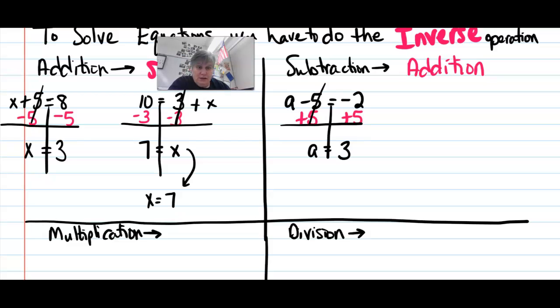Okay. Let's look at one more. So again, sometimes your variable's on the other side, so let's write one that's like that. Again, draw your line down. I have to get rid of a negative 4. Remember, a negative is just a minus. So to get rid of a minus 4, I add 4 to both sides.